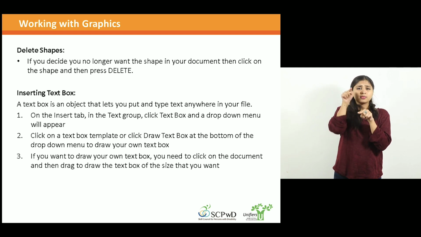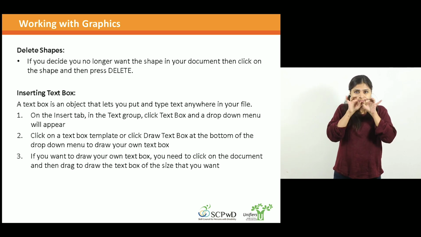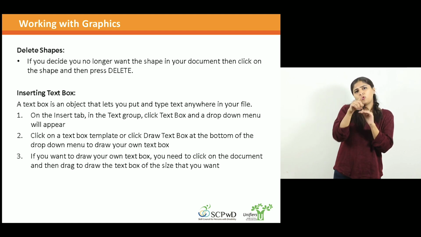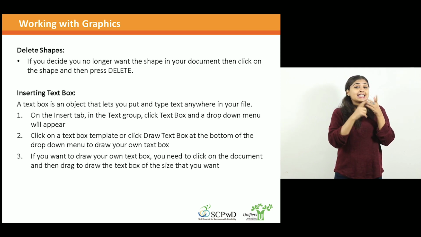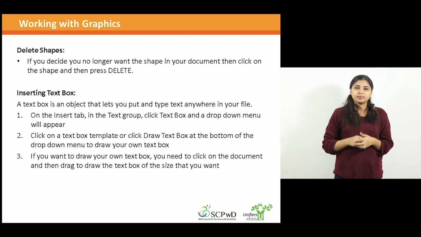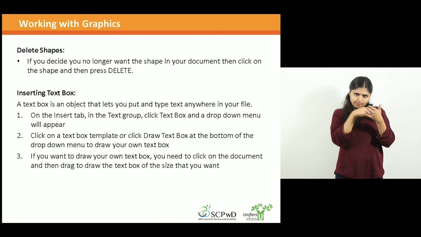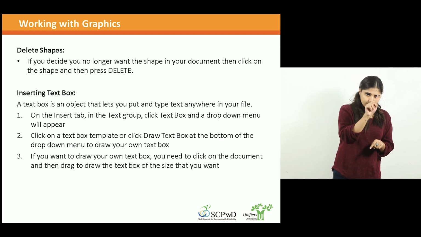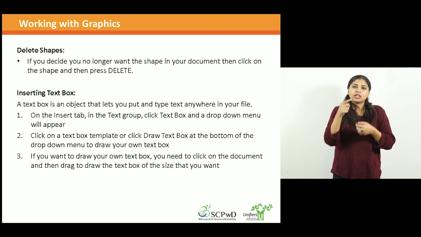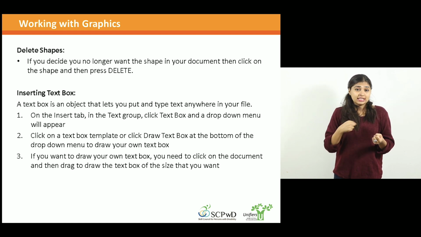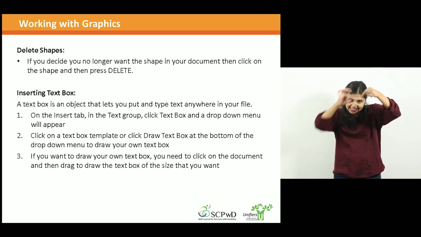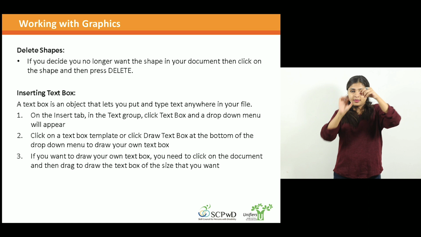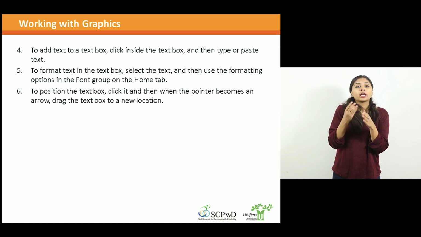Inserting text box. A text box is an object that lets you put and type text anywhere in your file. On the Insert tab, in the text group, click Text box and a drop-down menu will appear. Click on the text box template or click Draw Text Box at the bottom of the drop-down menu to draw your own text box. If you want to draw your text box, you need to click on the document and then drag to draw the text box of the size that you want.